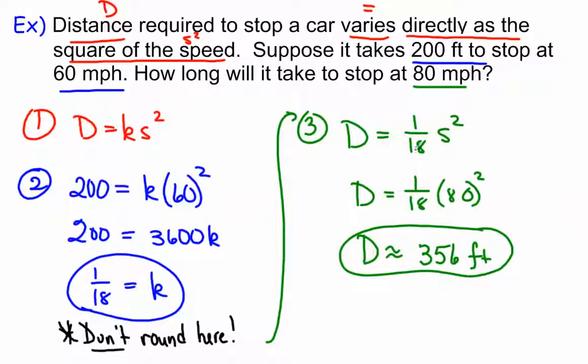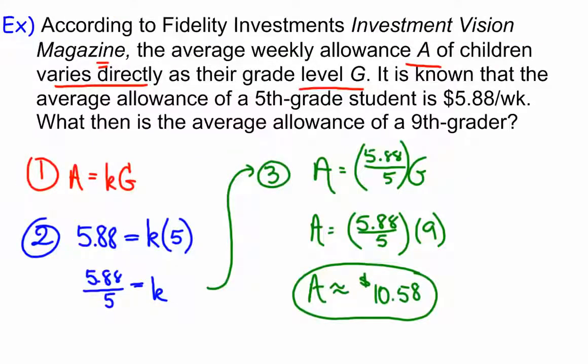Now the third step is to plug in so that you can solve and answer the question. The distance is what we're looking for. How long will it take to stop at 80 miles per hour? So we're going to put in our 80 here for my s, work it out. Now I can round and get approximately 356 feet. Let's take a look at one more direct example.